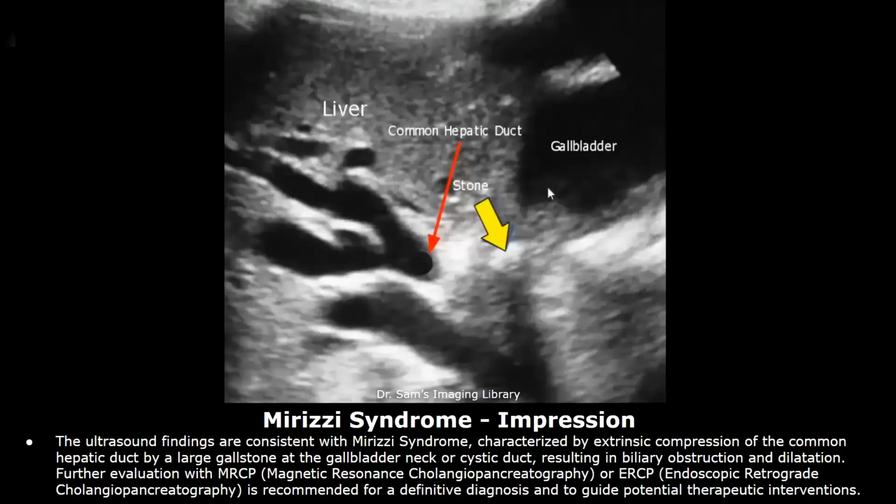Here is the impression. The ultrasound findings are consistent with Bile syndrome, characterized by extrinsic compression of the common hepatic duct by a large gallstone at the gallbladder neck or cystic duct, resulting in biliary obstruction and dilatation. Further evaluation with MRCP or ERCP is recommended for a definitive diagnosis and to guide potential therapeutic interventions.